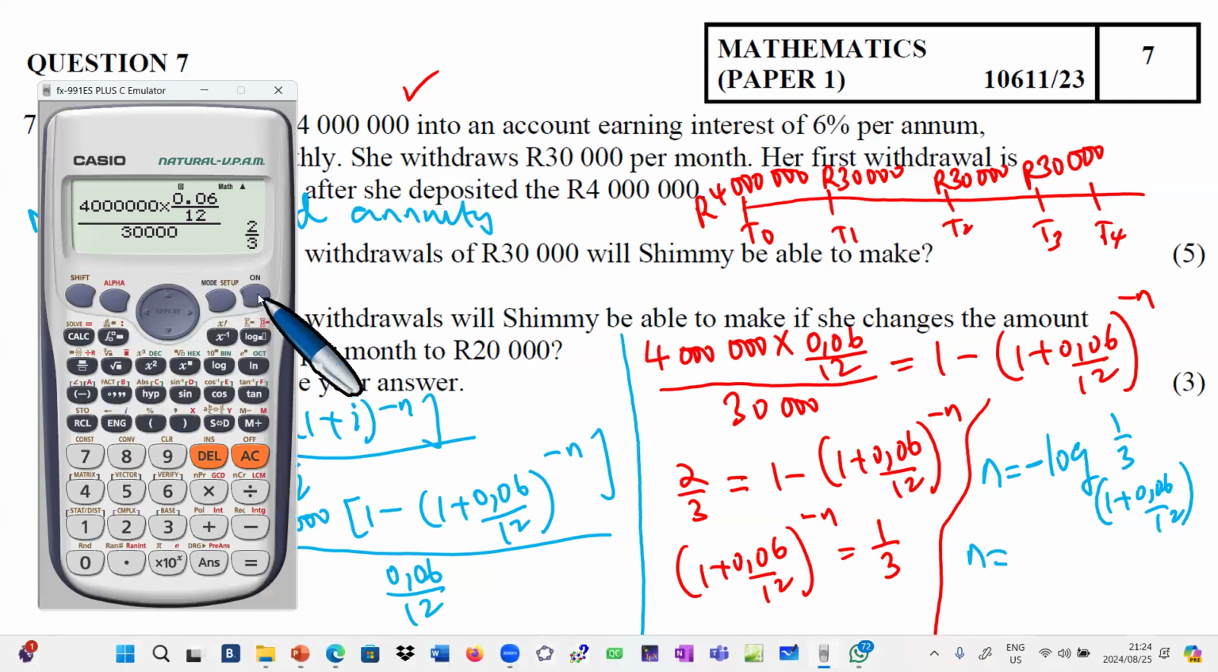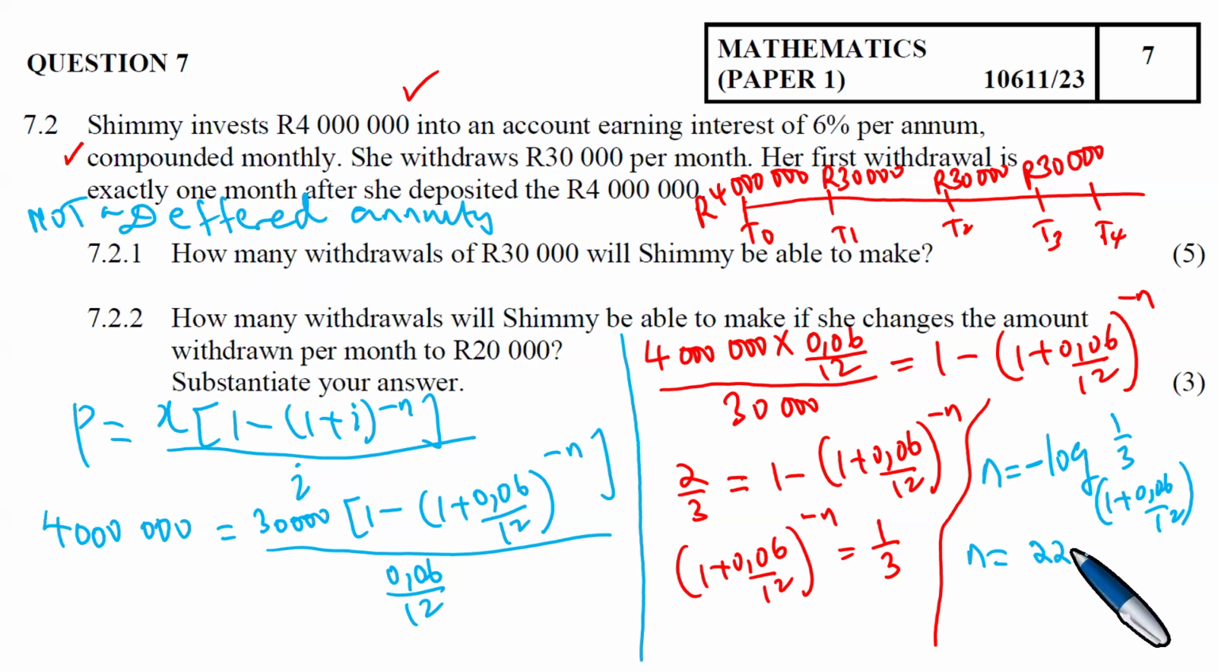Launching our calculator, we'd have the following. The log, open bracket, 1 plus 0.06 out of 12, close bracket. And then you have exactly 1 divided by 3. Right, we have that, but there's another negative. So the answer is going to be exactly 220.27.